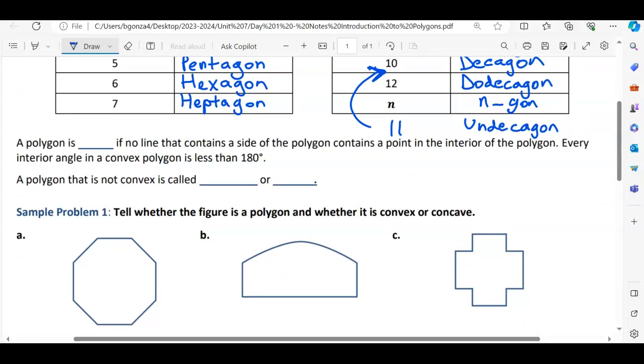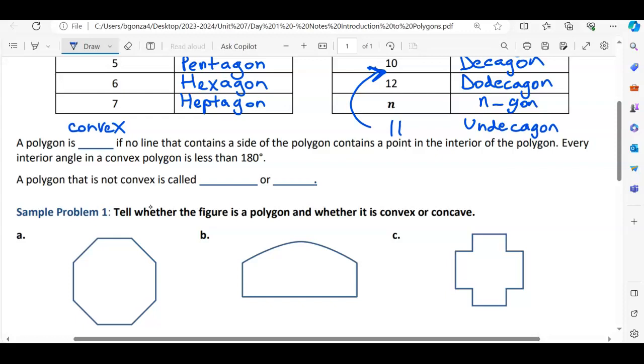Okay, let's do some notes here. A polygon is called convex. That'll barely fit, so either write really small or write it right above it. A polygon is convex if no line that contains a side of the polygon contains a point in the interior of the polygon. What does that mean? Well, basically every interior angle is going to be less than 180. Or another way to say convex is that every corner, every vertex points out. It's convex. Every corner is pointing outwards.